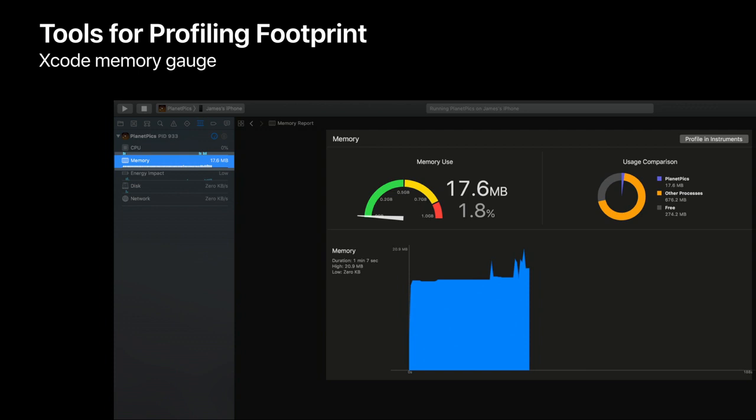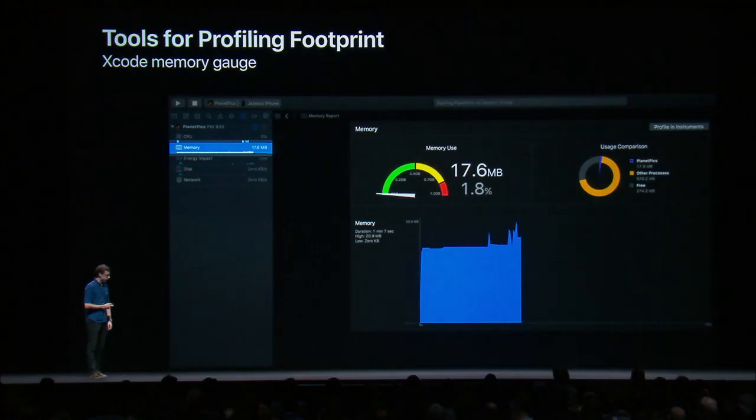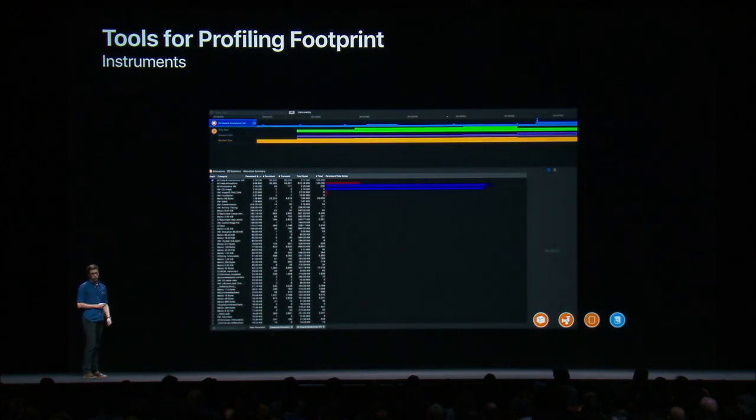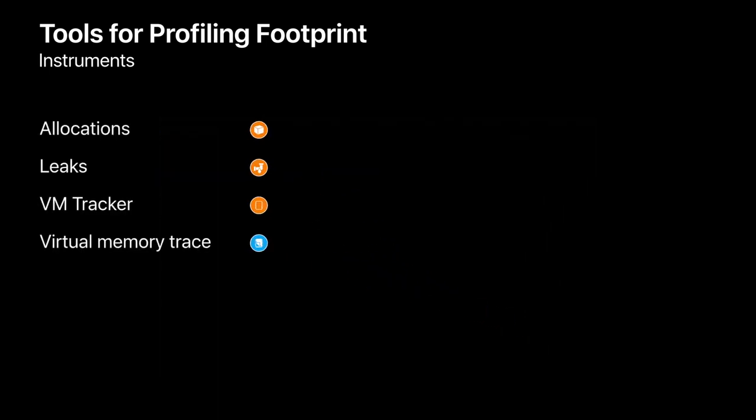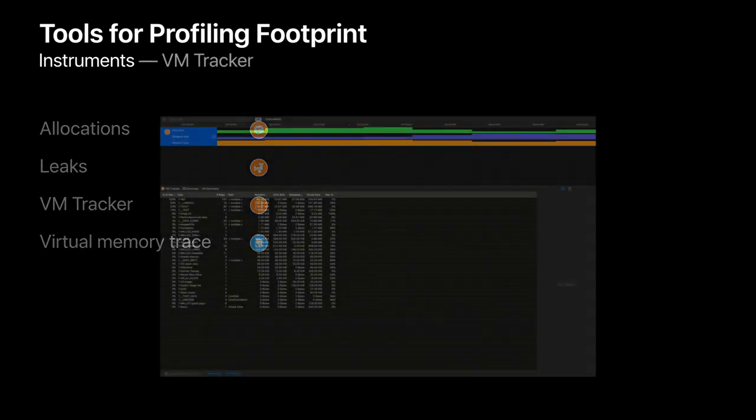So I was running my app in Xcode, and I saw that it was consuming more memory. What tool should I reach for next? Well, Instruments, obviously. This provides a number of ways to investigate your app's footprint. You're probably already familiar with Allocations and Leaks. Allocations profiles the heap allocations made by your app, and Leaks will check for memory leaks in a process over time. But you might not be so familiar with the VM Tracker and the Virtual Memory Trace.